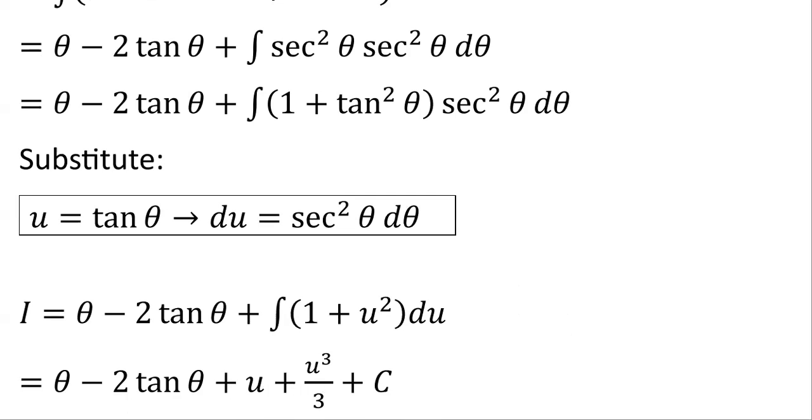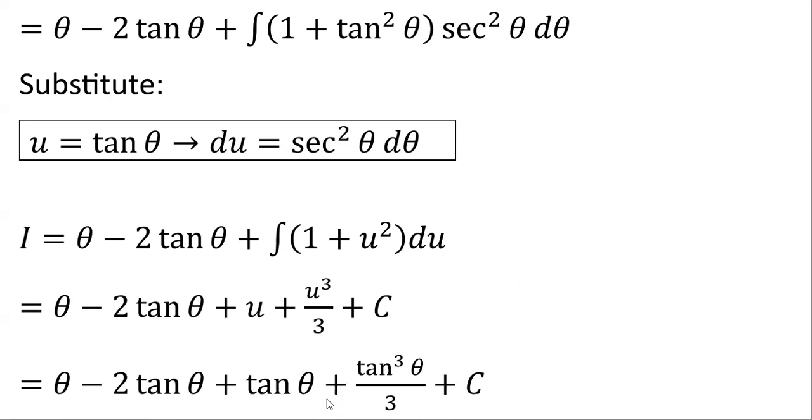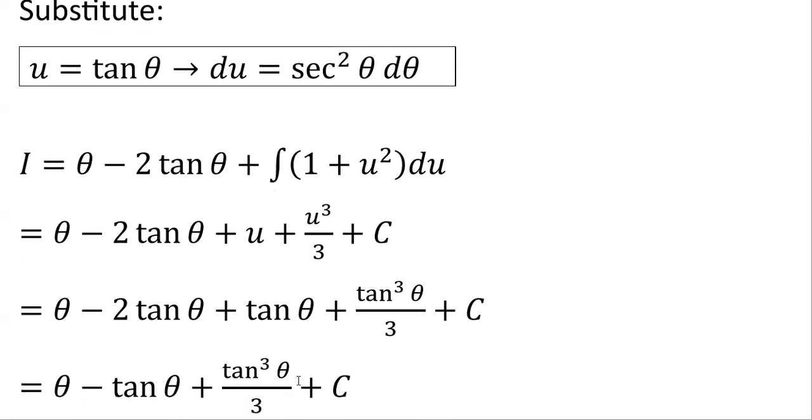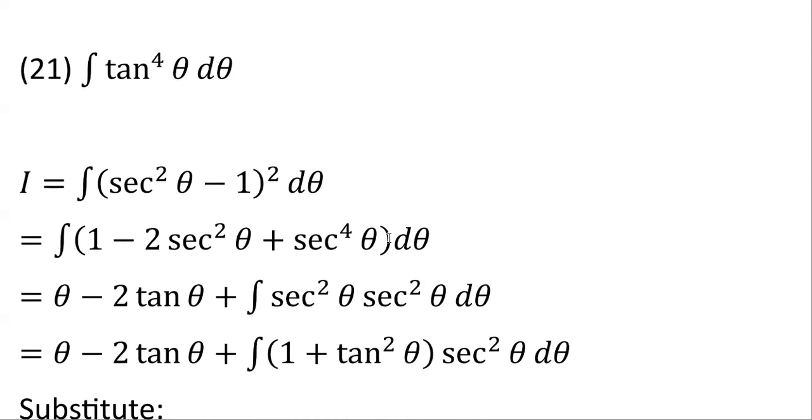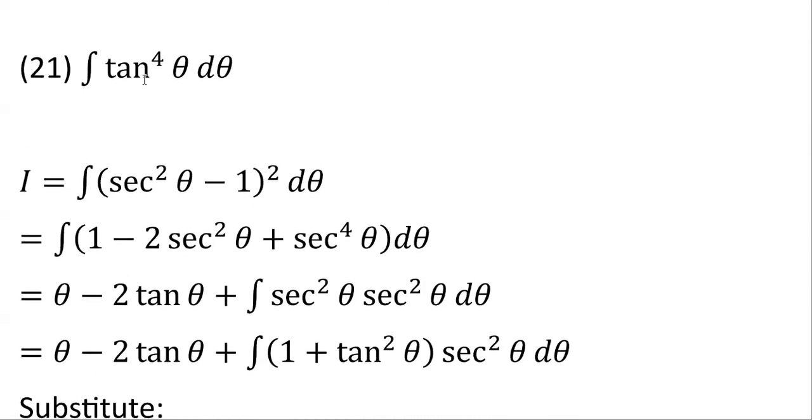All right, and then we back substitute. What is u? u is tangent theta. And then these two I can just combine like terms, so that it becomes theta minus tangent theta plus tangent cubed theta over 3 plus c. Again, to reiterate, there's no rule in that trig integral section on how to evaluate tangent to the fourth. Look what I had to do. I had to change it in terms of secant squared first, and then I expanded it. And then here, there's a rule for this one.